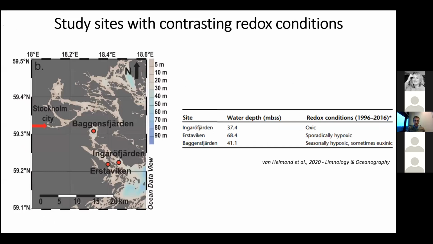So we sampled, of course, in three different basins in the Stockholm archipelago. In the Bornö fjord, the most restricted one, where we know today we find seasonally hypoxic conditions, even sometimes euxinia, and two sites a bit more to the open Baltic Sea, where we have different conditions. So in the Östhammar side we have hypoxic conditions, and in the Ingarö fjord it's generally oxic. So we have some contrasting redox conditions there.